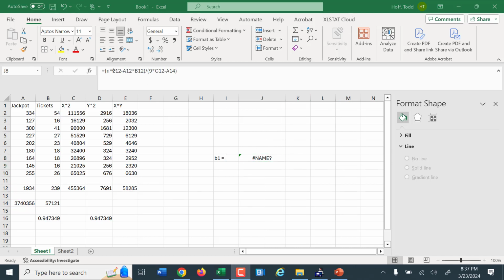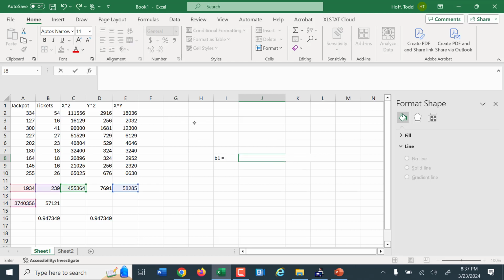Oops, I see what I did. I just put the letter n in there. I've got to change that to a 9. Let me try that again. So equals 9 times the sum of the xy's minus the sum of the x's times the sum of the y's, divided by 9 times the sum of the x squareds minus the sum of the x's squared. There it comes out. Okay, third time's a charm. So it is a little bit of a longer formula. It's easy to make mistakes.